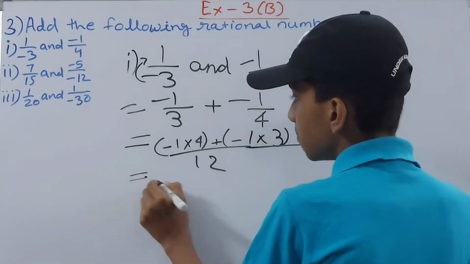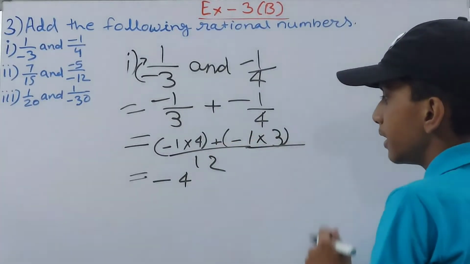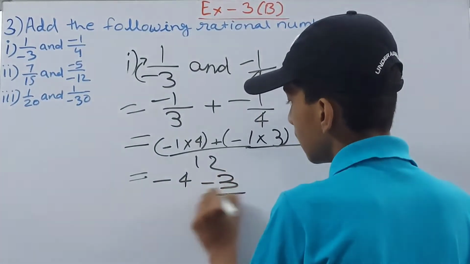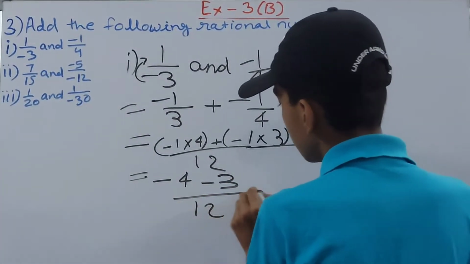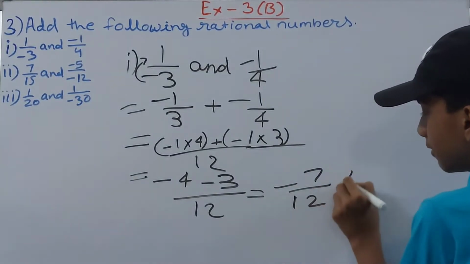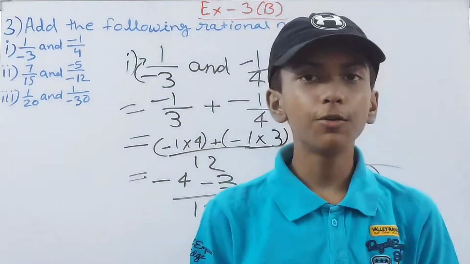So we will get minus 4, and we open this. Minus 1 into 3 will be minus 3, plus minus is minus, so minus 4 minus 3, right, upon 12. This will be minus 7 upon 12, right? This becomes our answer. Now let's move on to the next part.